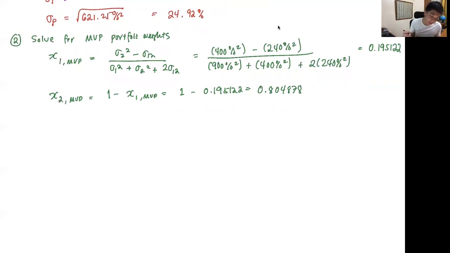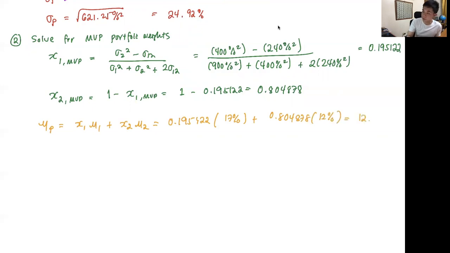So we can calculate the expected return. The expected return is mu p, which is x1 mu1 plus x2 mu2, and that's just equal to 0.195122 times 17%, plus 0.804878 times 12%, and you're going to be left with 12.98%, right?